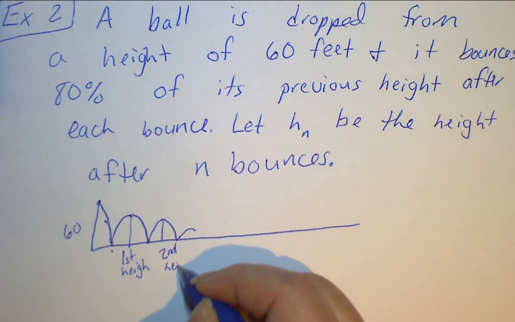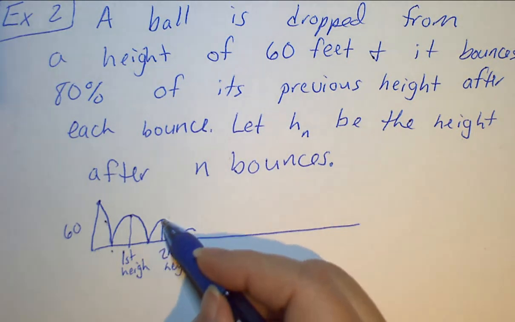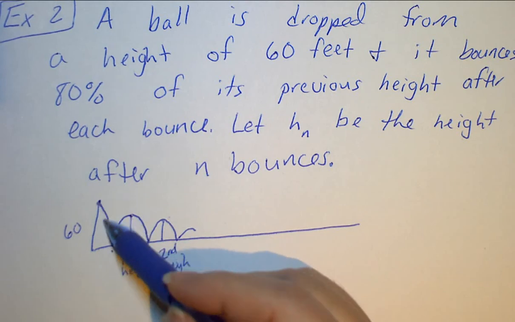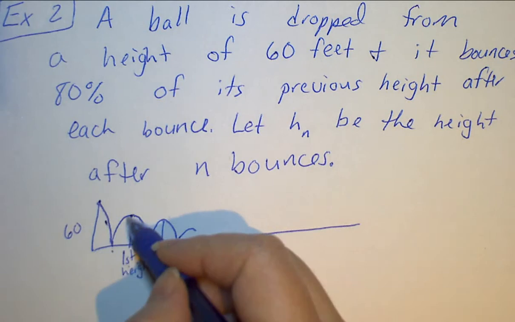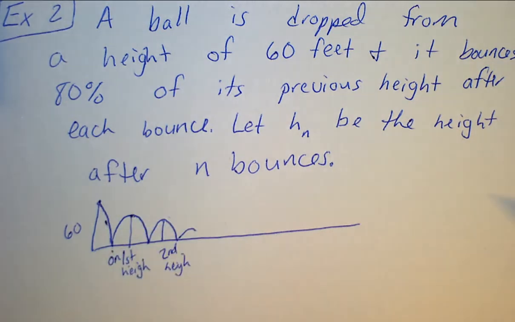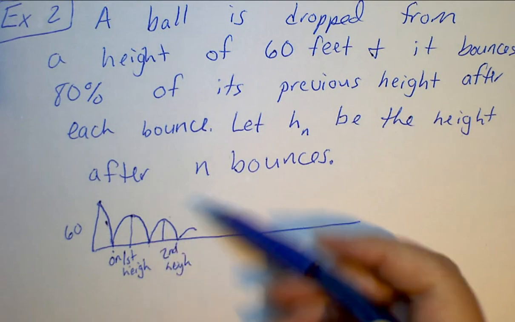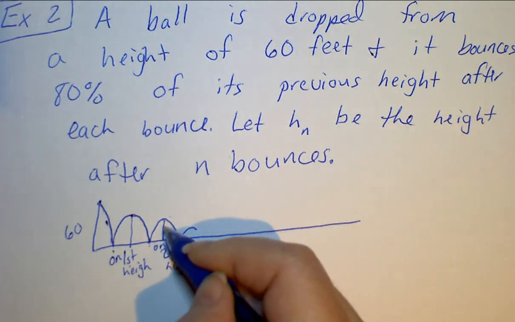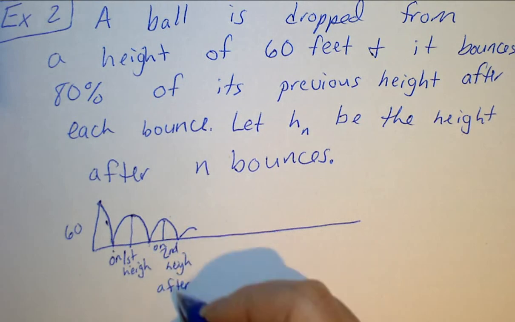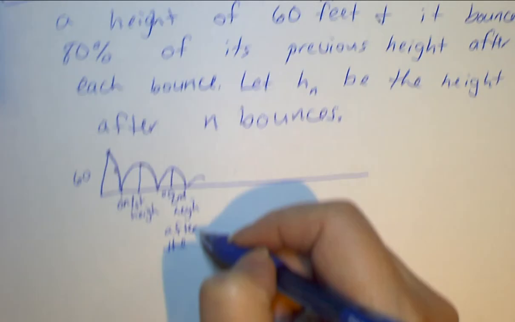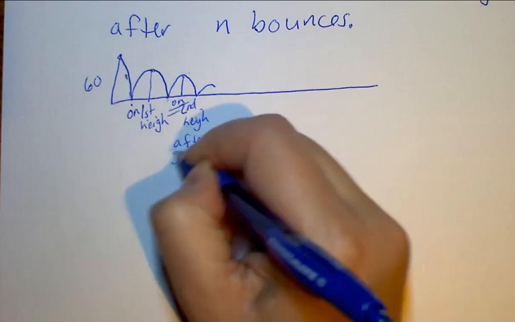But sometimes they don't only say that this is your second height. They sometimes say that this one is on the first bounce, and then this one would be on the second one, or after the first. And I will tell you that they use "on" and "after" for problems.